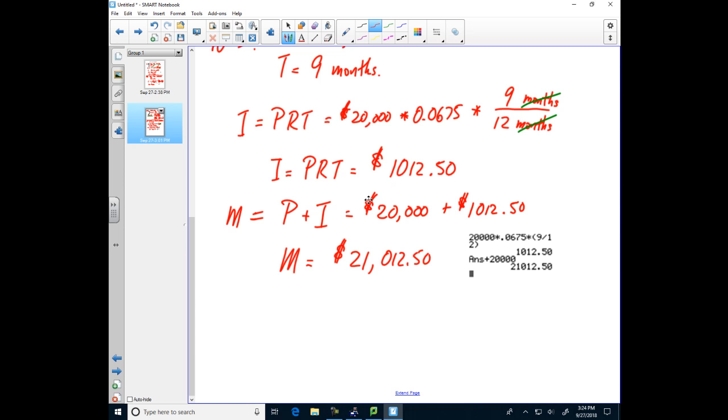So, okay, I got a question. So the simple interest is $1,012.50. Yeah. And then the maturity is the 21. Right, that's the total you have to pay back, because you got to pay back the 20,000 as well. Okay.